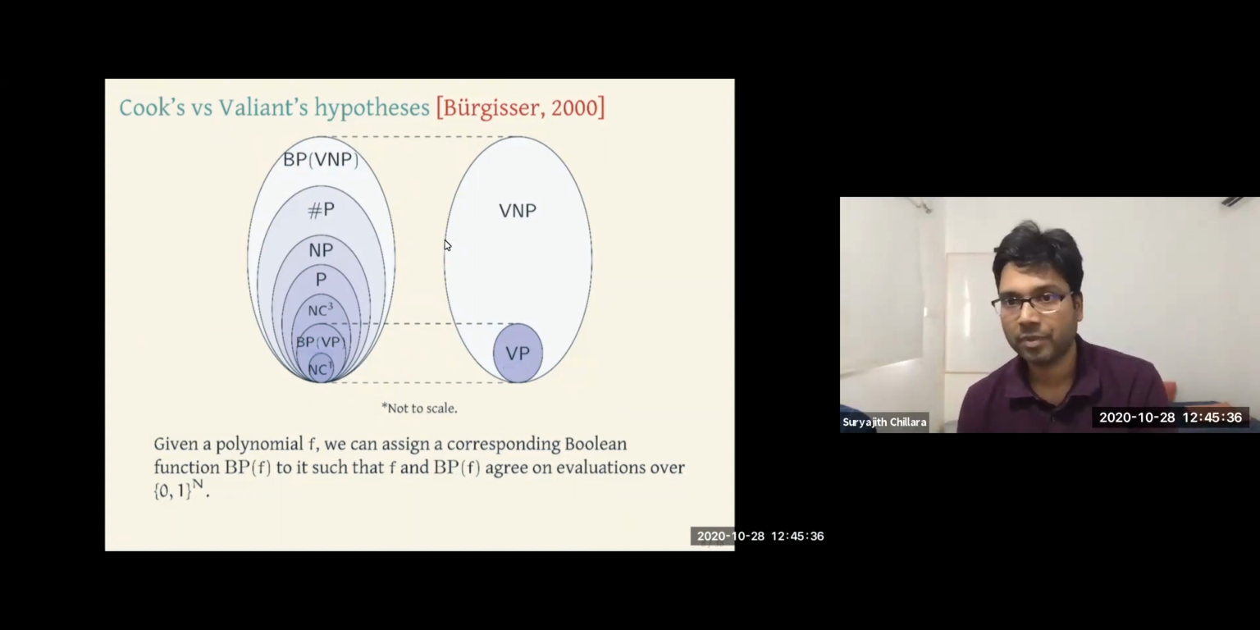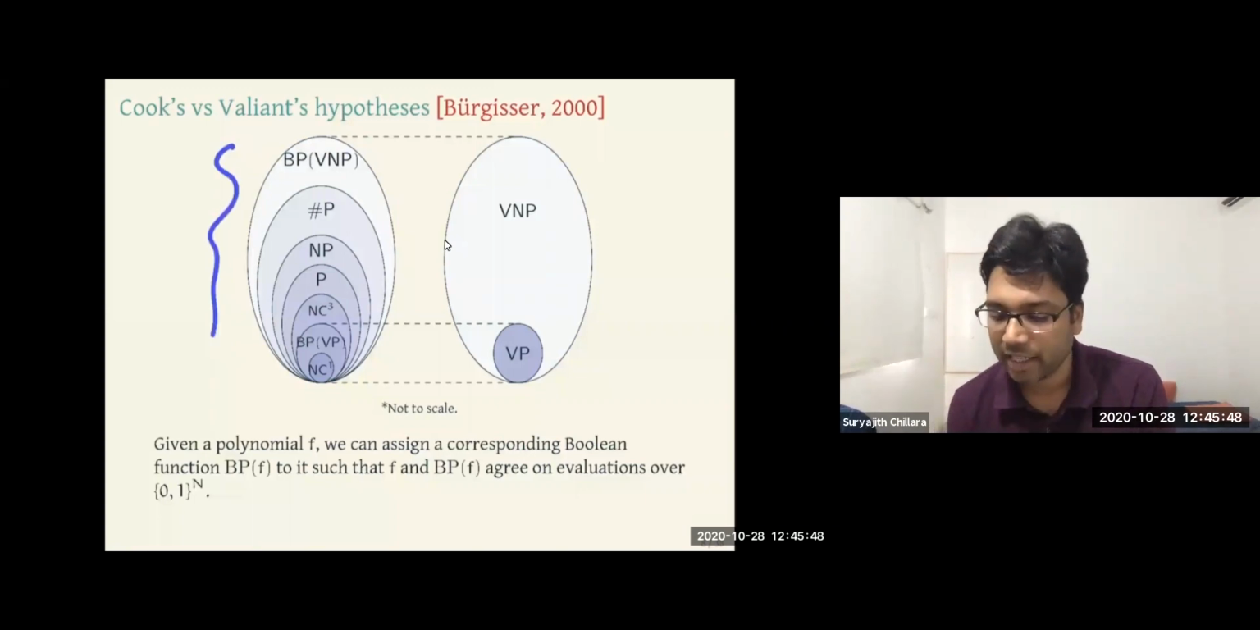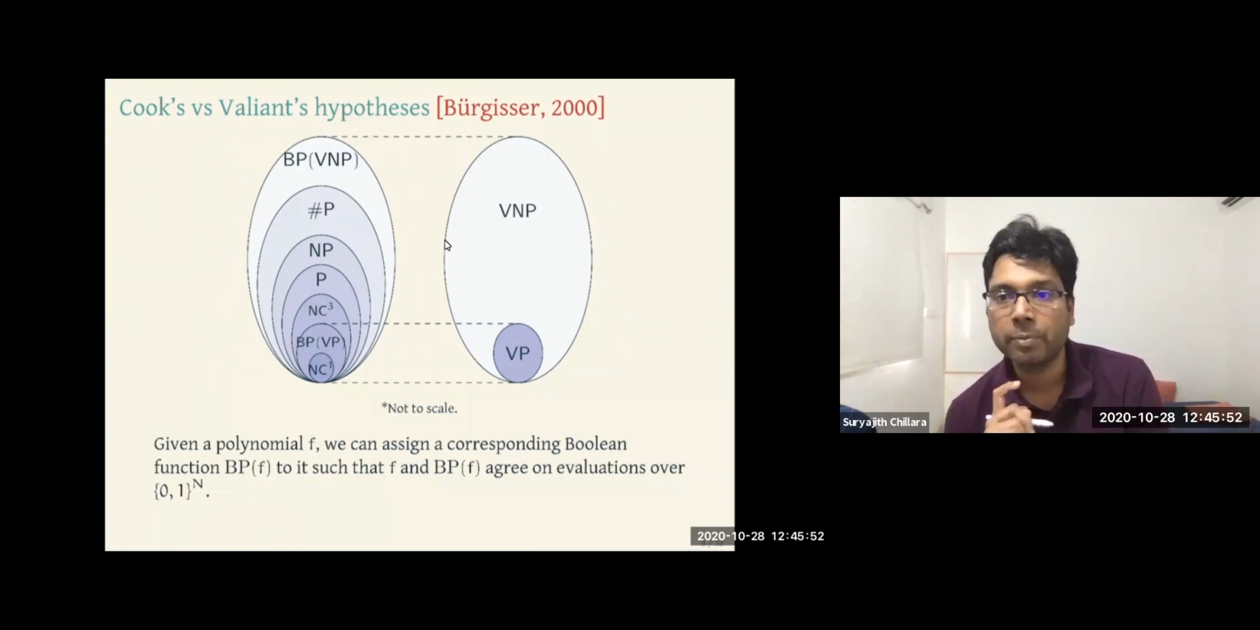And similarly, I can define a class of functions that correspond to polynomials in VP. So here, on the left, we have a hierarchy of Boolean functions. These are multi-output Boolean functions, and this is a non-uniform hierarchy that I'm considering here. And then this is a hierarchy of polynomials. So what he says is that the Boolean part of VNP lies just beyond sharp P.